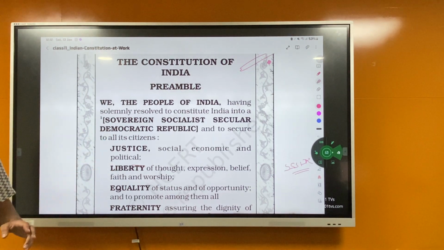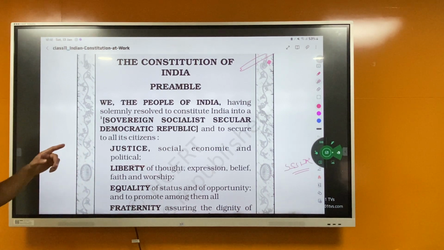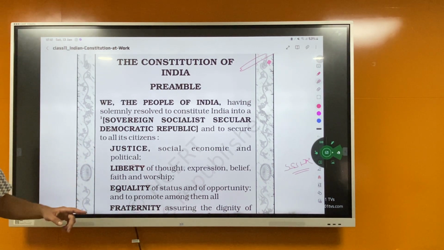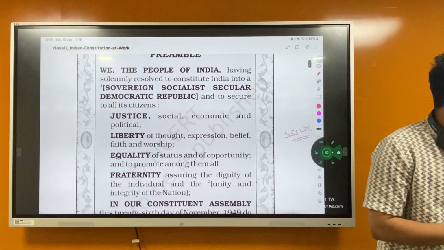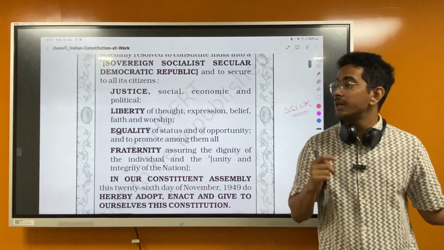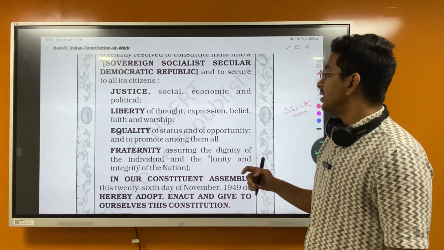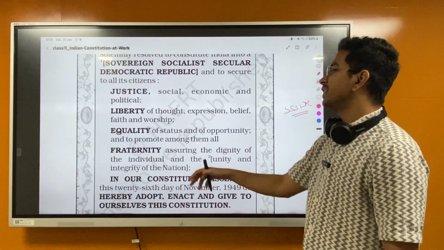So there are three types of justice. We'll be reading about it. Liberty of thought, expression, belief, faith, and worship. Next, equality of status and opportunities, and to promote among them all fraternity, assuring the dignity of the individual and the unity and integrity of the nation.